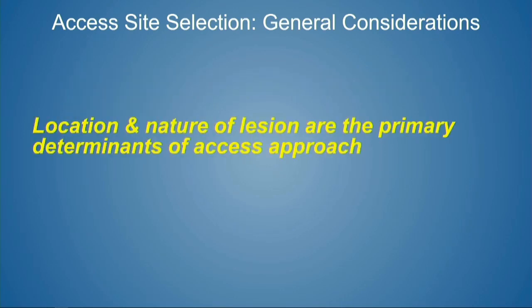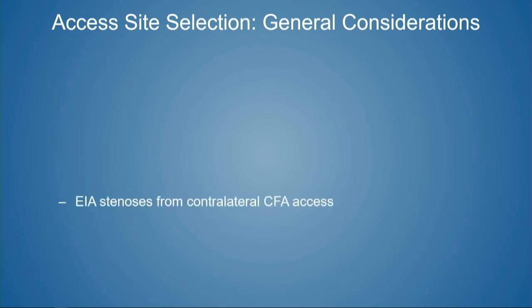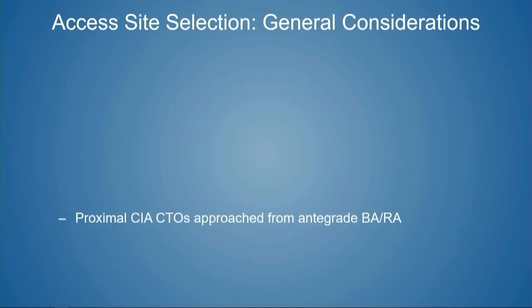But the location and the nature of the lesion, in my mind, are the primary determinants in which access site I choose. So in general, if it's a common iliac artery stenosis, I'll usually go retrograde ipsilateral common femoral. If it's an external iliac stenosis, I'll usually go up and over. If it's a proximal common iliac occlusion, then I usually like to approach those from above, either from a radial approach or from a brachial approach.